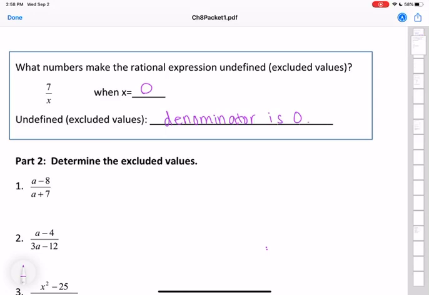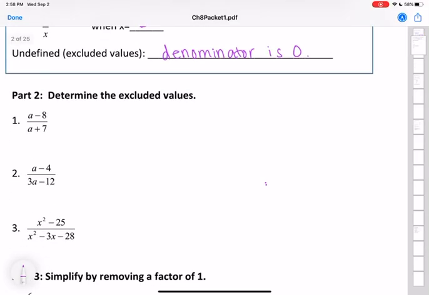So for part 2, determine the excluded values. So I have a minus 8 over a plus 7. Do I even care at all about a minus 8? I really don't. That can be anything. Who cares? Nothing is going to make that become undefined. What makes it undefined is when the bottom is 0. So what number would make the bottom be 0? That's going to be our excluded value.